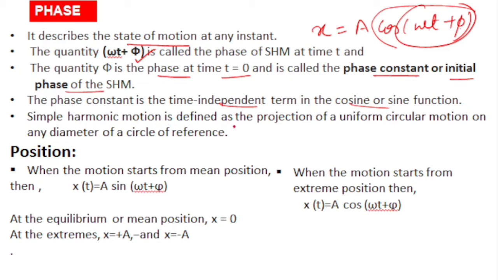Simple harmonic motion is defined as the projection of a uniform circular motion on any diameter of a circle of reference.